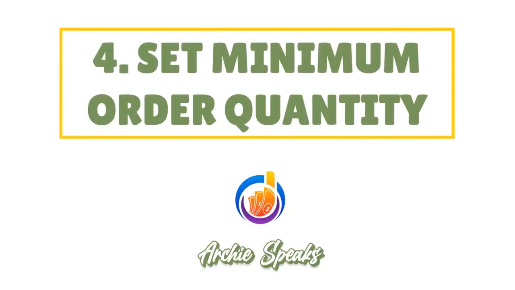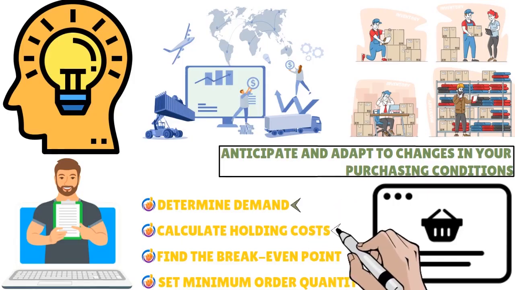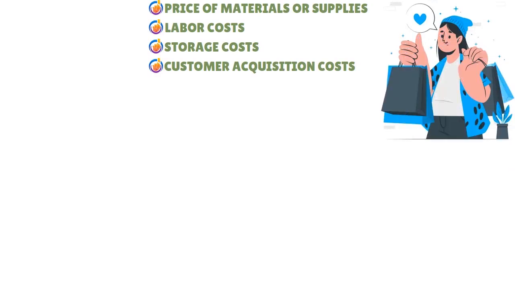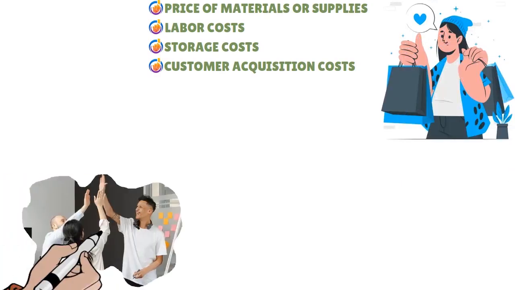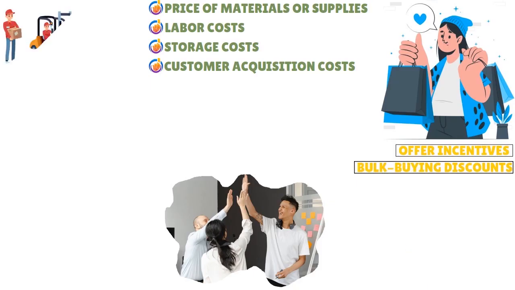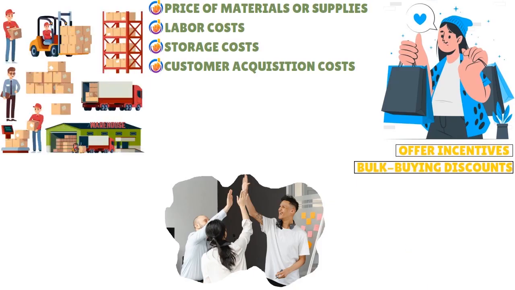And finally, you want to set the minimum order quantity. Once suppliers determine demand, calculate the holding cost, and find a break-even point, they set their MOQs for each product type. Having this in place weeds out customers who want to buy lower quantities, which leads to unprofitable orders. To persuade their customers to buy in higher quantities, suppliers sometimes offer incentives like bulk buying discounts, and this helps their inventory management and also your bottom line. So that's kind of cool. It's a win-win situation.